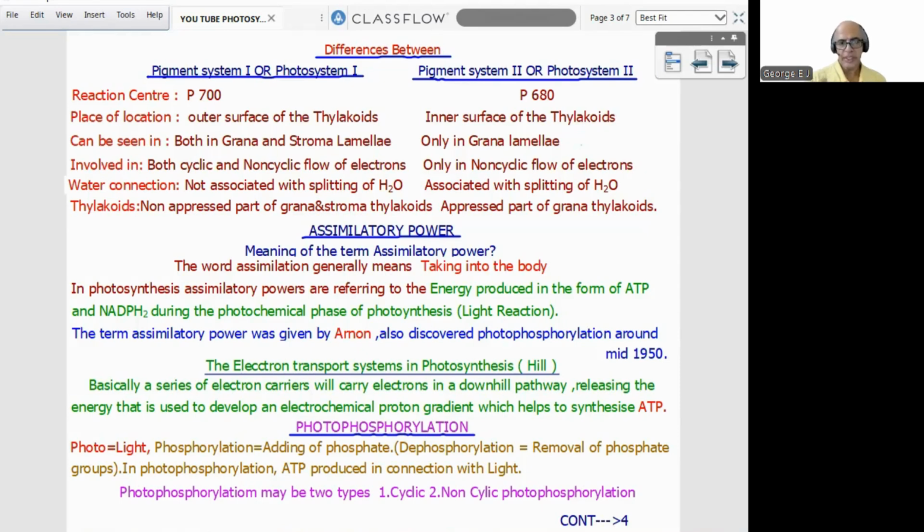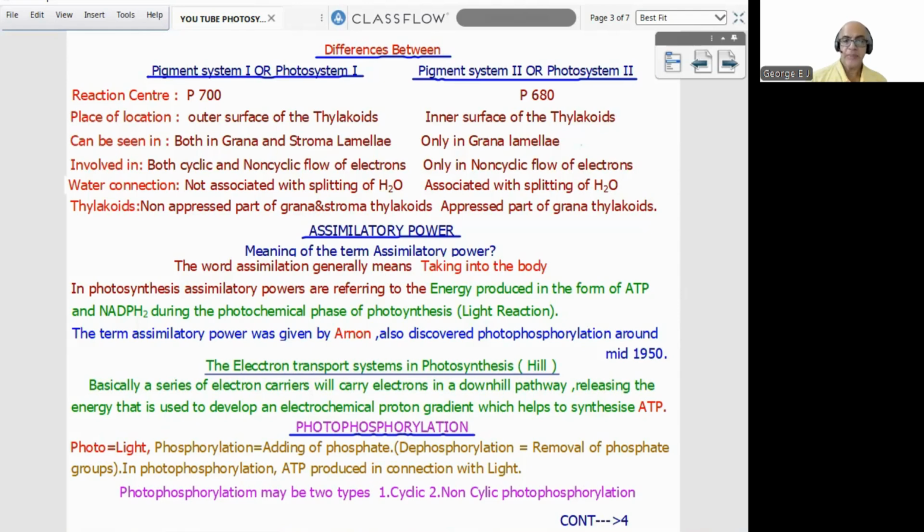Assimilation generally means taking into the body. And in photosynthesis, assimilatory powers are referring to mainly ATP and NADPH. So energy is produced in the form of ATP and NADPH2, and these two will be produced during the photochemical phase or light reaction of photosynthesis.